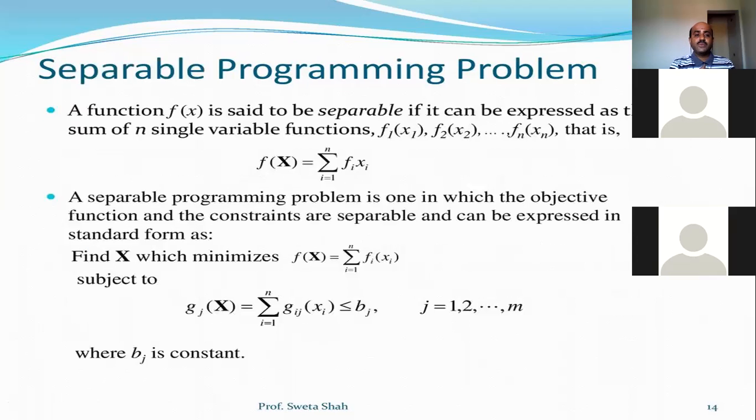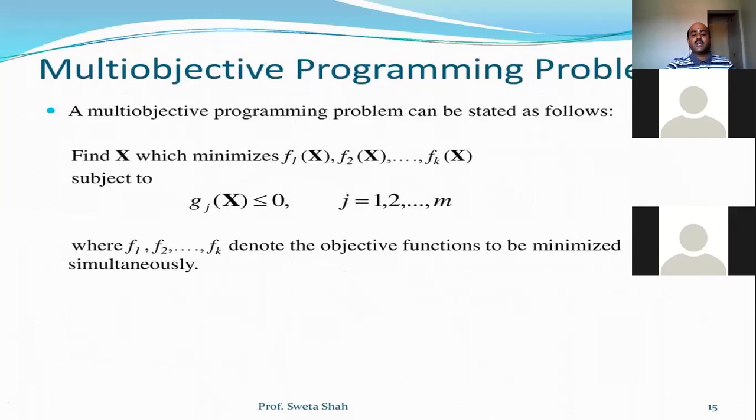Separable programming problems. A function is said to be separable if it can be expressed as a sum of n single variable functions. The problems involving such functions we call separable programming problems. This is the standard format for separable programming problems. Next comes the multi-objective programming problem, which can be stated as follows. This is the standard form for the multi-objective programming problem.